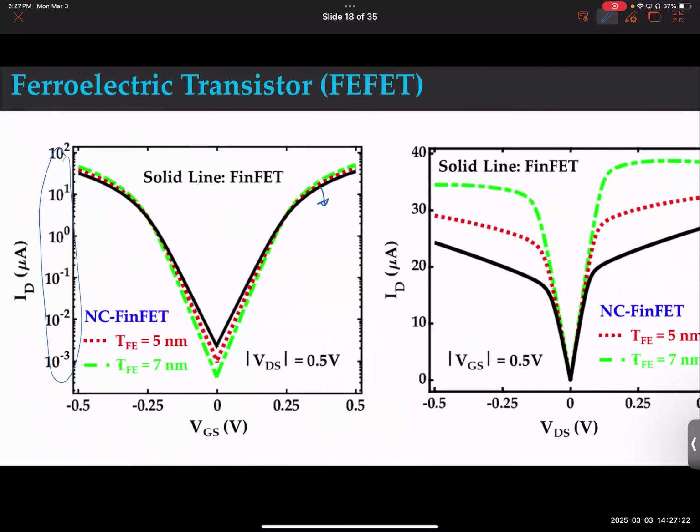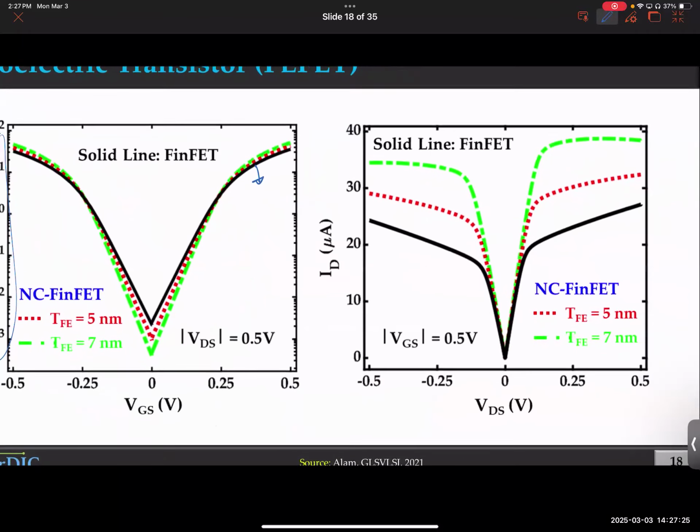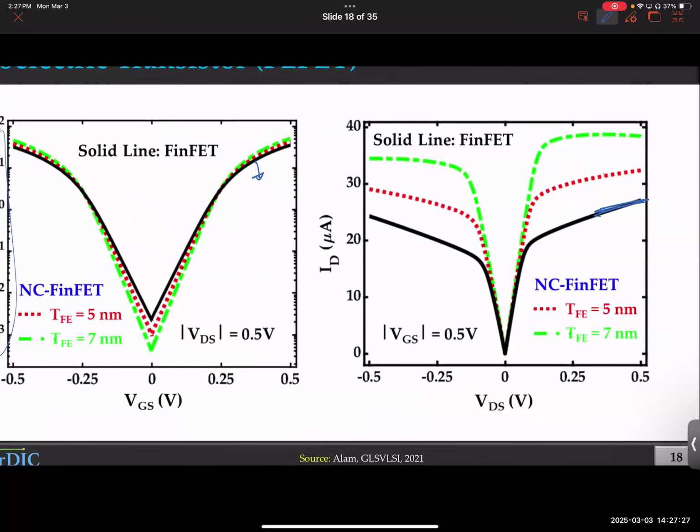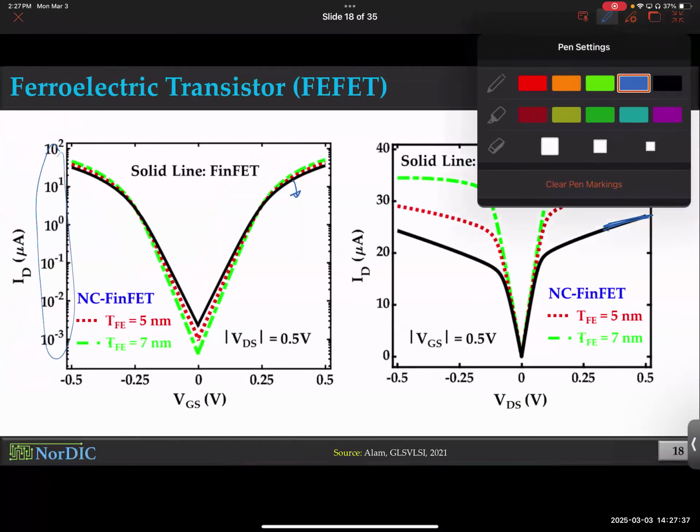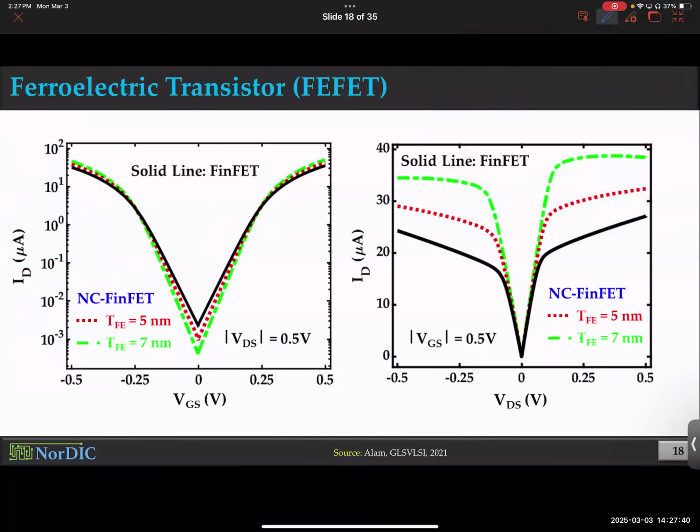Maybe by an order at least. If you see the ID-VDS characteristics compared to the standard, your on-current increases. I see a lot of confused faces, so I will quickly get out of this negative capacitance business. Don't worry about it. Don't feel lost. That's not the purpose of this course. You'll see where I'm going with this.